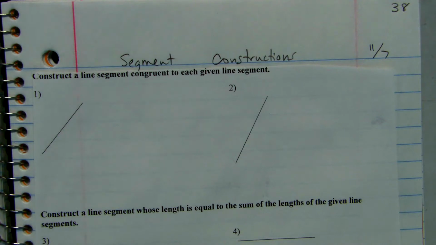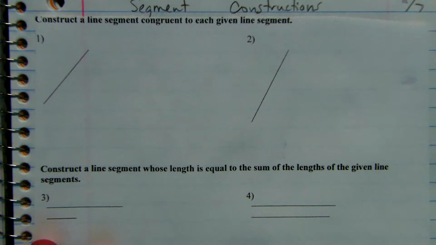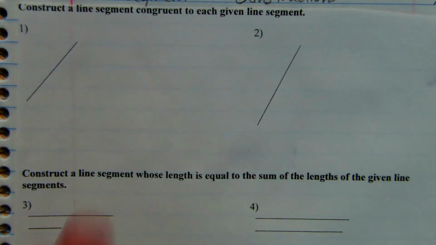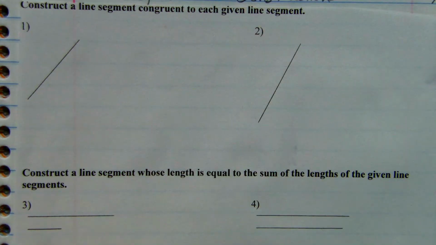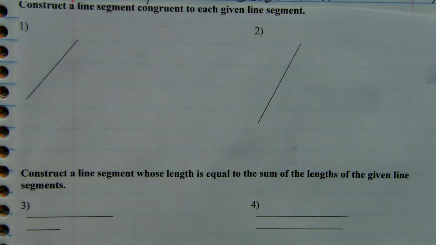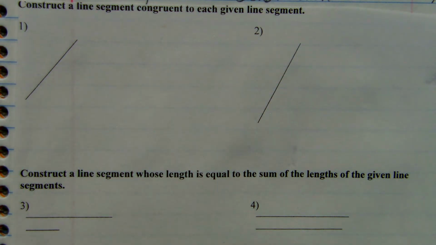Right, so segment constructions. If we look at the first section, the directions are to construct a line segment congruent to each given line segment. So what we would normally do in this situation is measure this with a ruler and make a new line. Before rulers were invented, they had another method, and we often use it if we're doing drafting or geometry constructions because it still works and you don't have to measure anything.